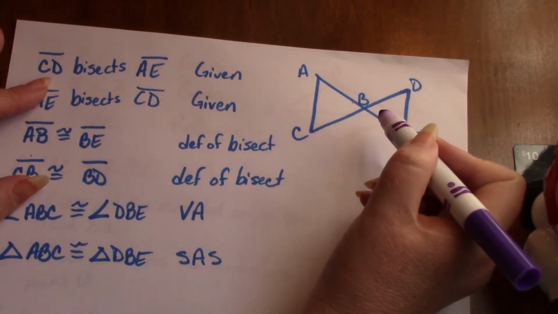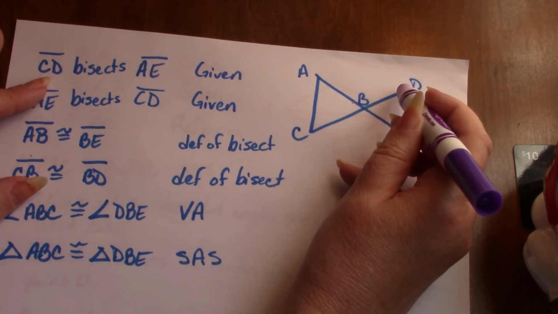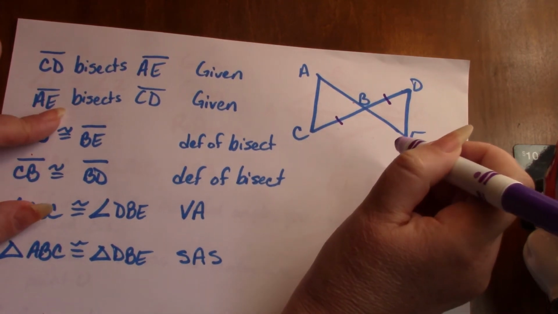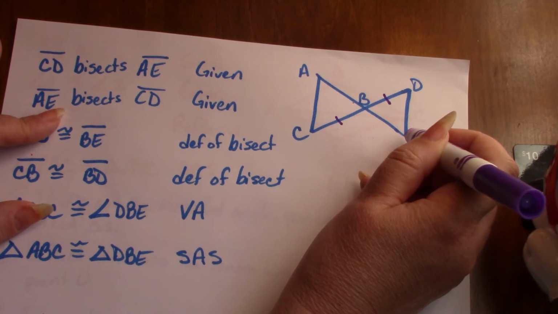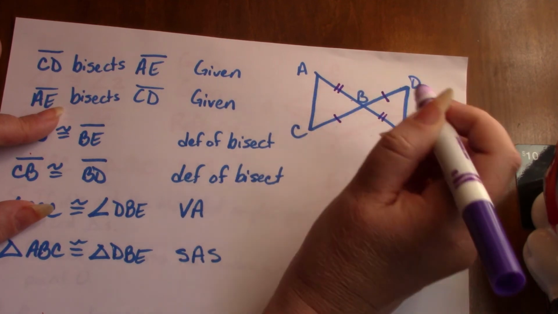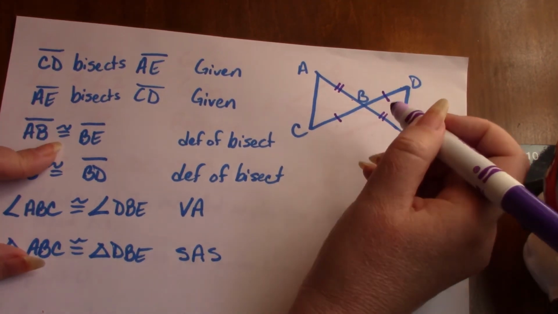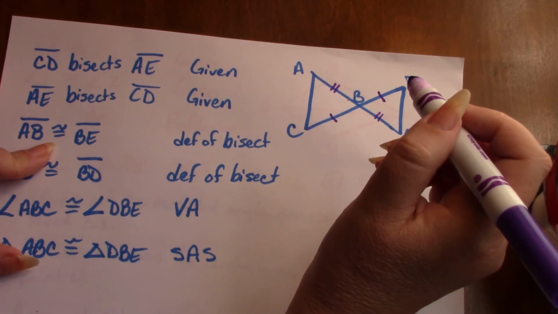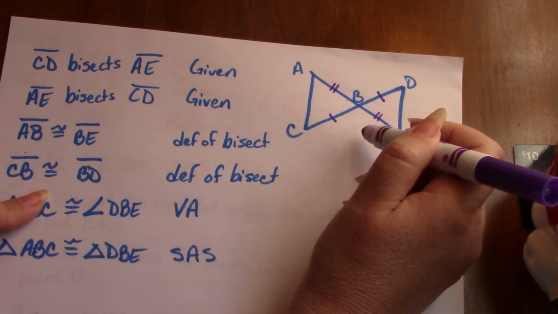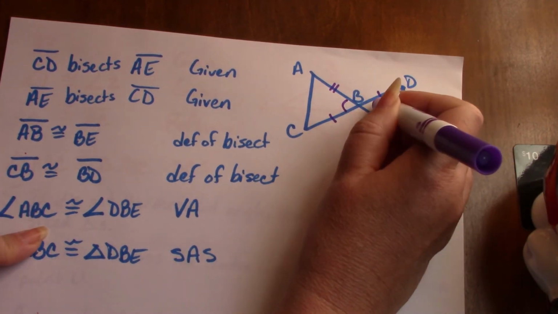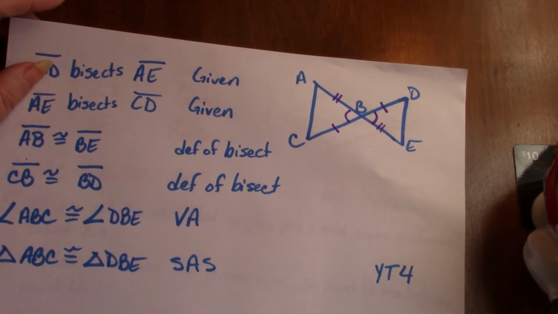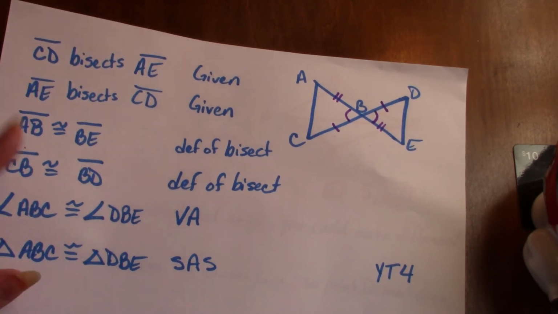With B, we know that CD bisects AE, which means these two are congruent. We also know that AE, oops, I did that backwards. AE bisects C. We know that these two are congruent. I did them backwards. We know that these two are congruent because that's a definition of a bisector, and these two are congruent because that's a definition of a bisector. We know that this angle is congruent to this angle because of vertical angles, which gives us SAS. Try your turn number 4 and come back when you're done.